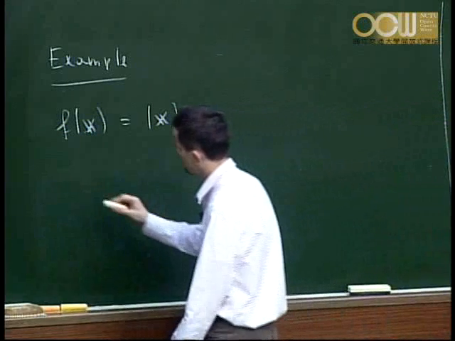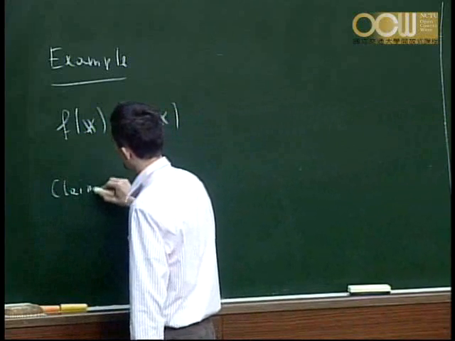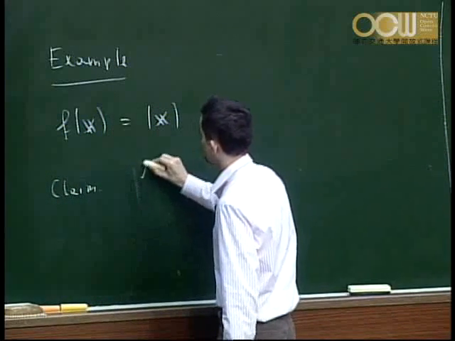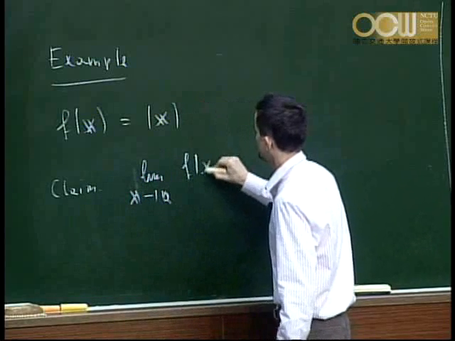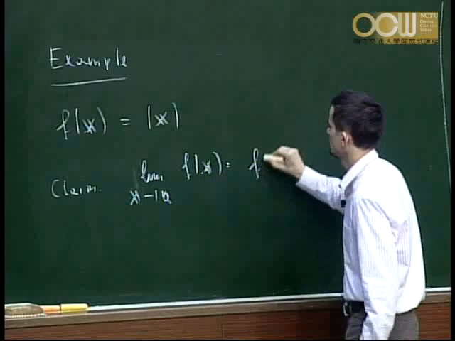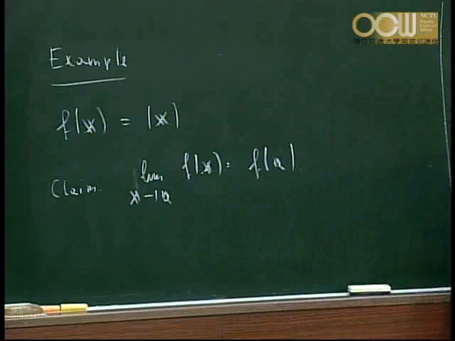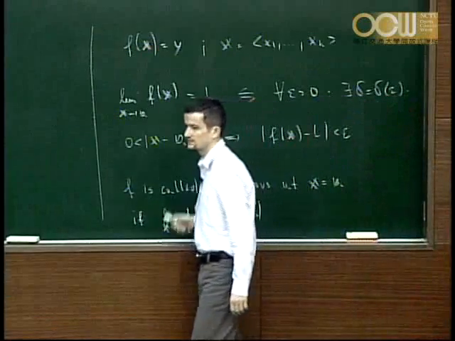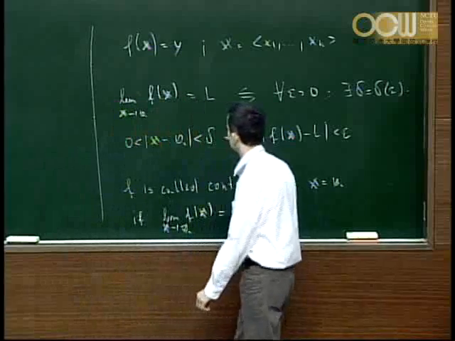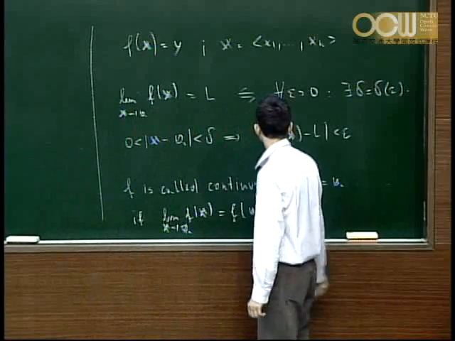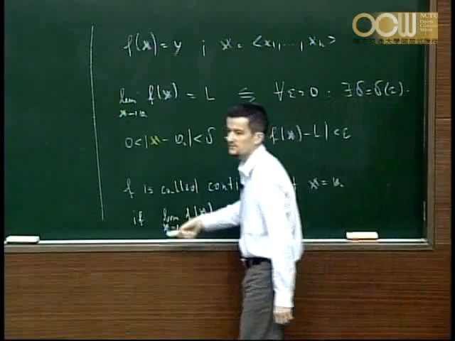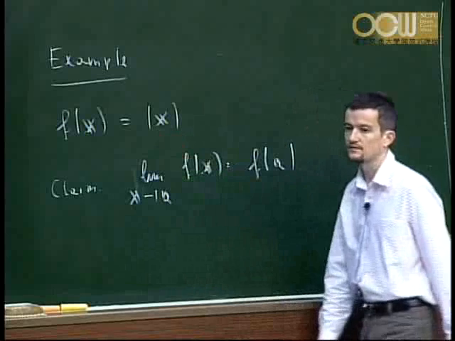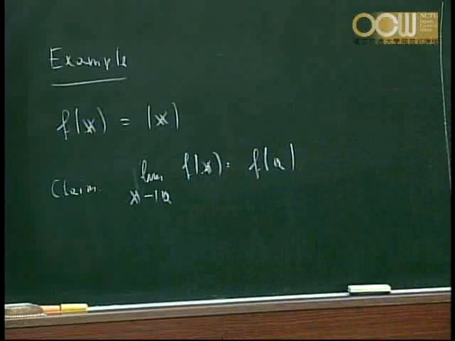You just have to observe. What we have to prove, our claim, is that for every vector a, the limit of this function is obtained just by plugging in. So if I give you an epsilon, you have to give me the delta such that if the distance between x and a is smaller than delta, the distance between f of x and the claimed limit, which is the length of a, is smaller than epsilon.